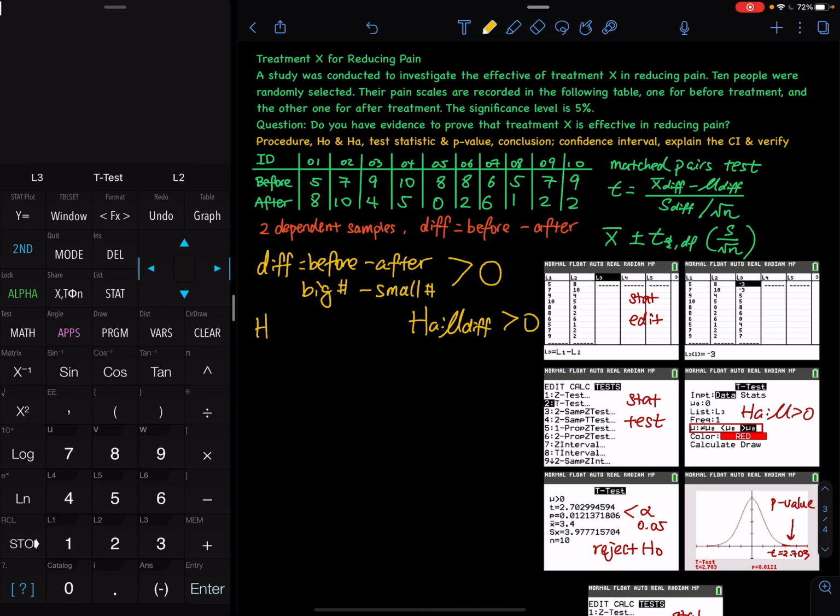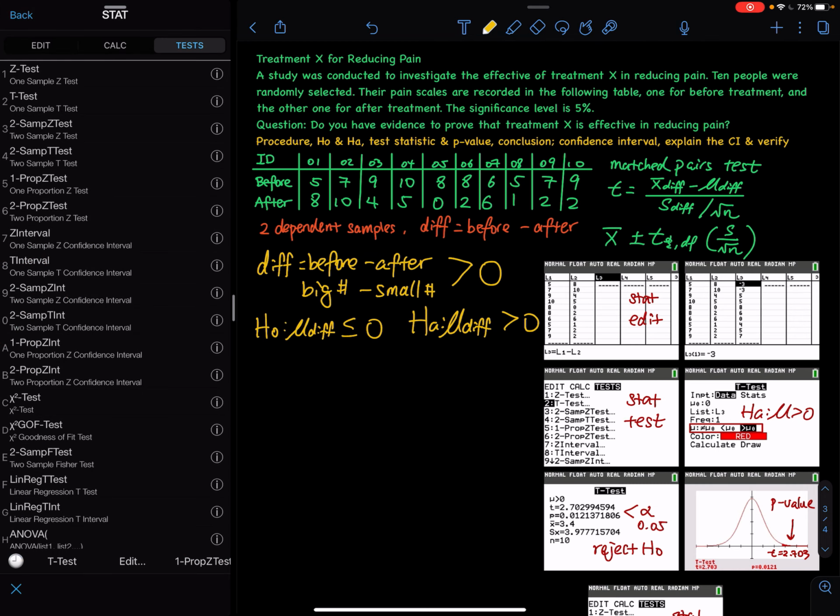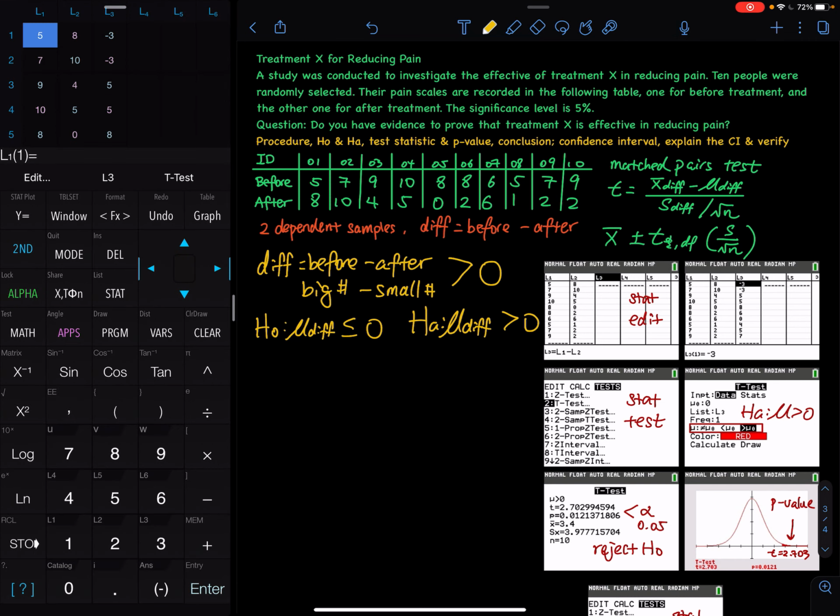And then for the H naught, since the problem didn't give me anything, I will just say the difference is less than or equal to 0. So now H naught and HA is done. You are ready to input the data to your calculator. So you hit the stat button, and then you go to edit. So stat edit, and then first you put before in L1 and then after in L2.